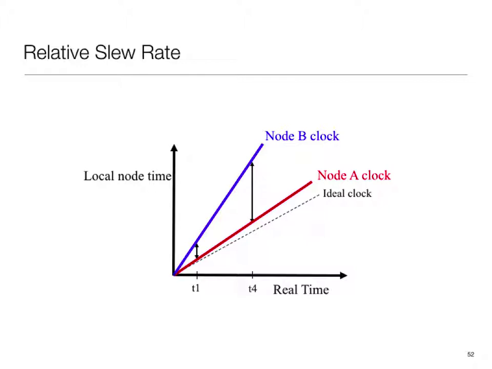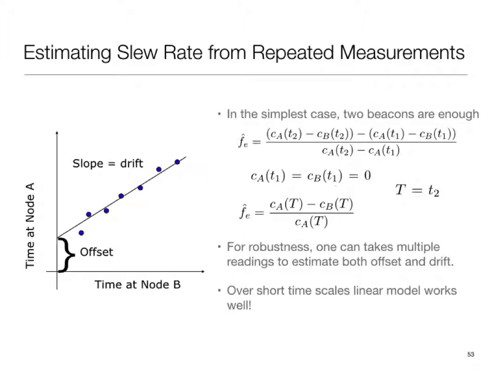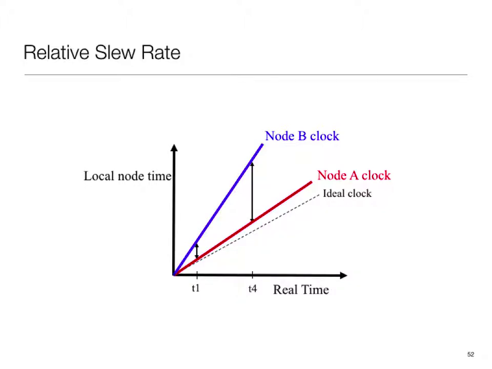So using this insight and an assumption that perhaps over short time periods I can consider the relative clock skew to be linear, I could do something like this. I can make multiple measurements. I shouldn't say drift to be linear. Relative clock skew is linear.